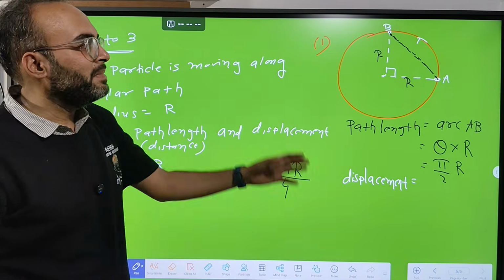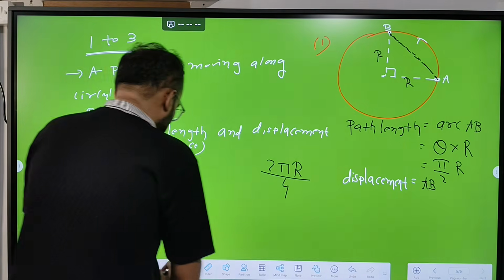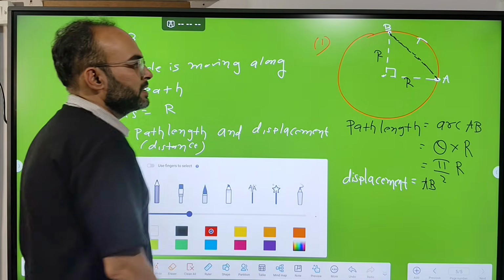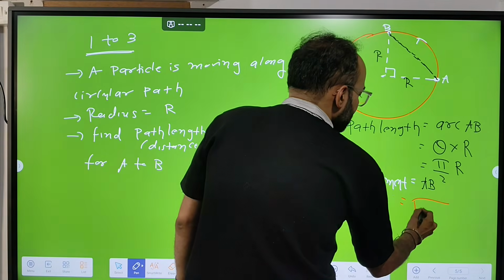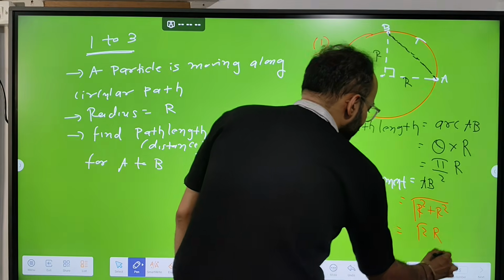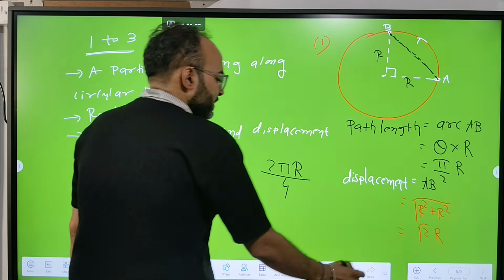Now as we know, this is a right angle triangle. AB is the hypotenuse. What is the displacement? AB, and AB is the hypotenuse. So apply Pythagoras: under root, squaring and adding, r square plus r square. What is our answer? Root 2r. Chalo, so this is our first case question.